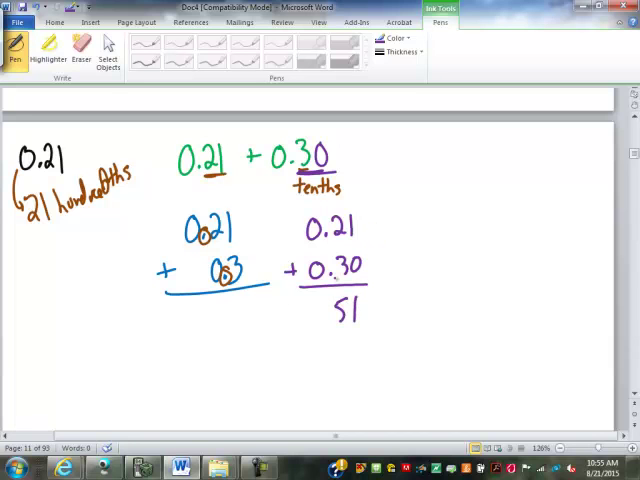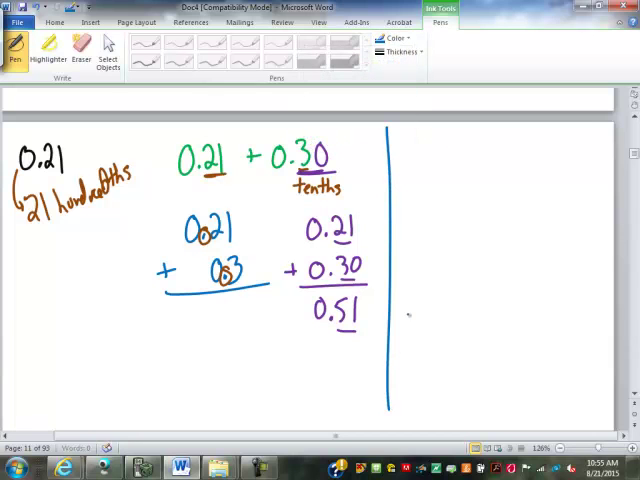Where's my decimal point go? We drop it straight down. Why do we drop it straight down? Because when we add numbers, we keep the same name. 21 hundredths plus 30 hundredths has to be 51 hundredths.